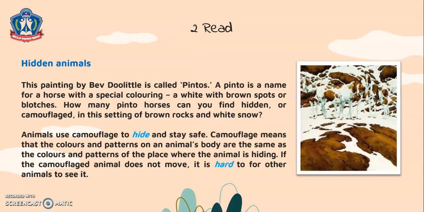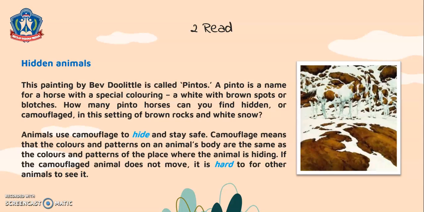For activity 2, we will be reading short passages about hidden animals. The first is the painting by Pev Doolittle called Pintos. A pinto is a name for a horse with a special coloring, white with brown spots or blotches. How many pinto horses can you find hidden or camouflaged in the setting of brown rocks and white snow?